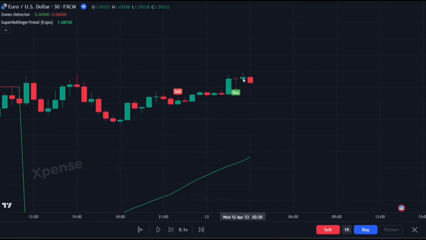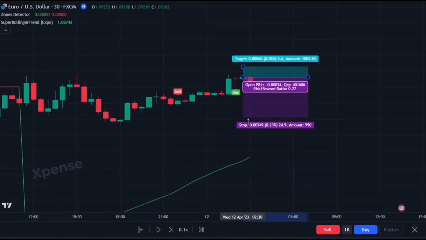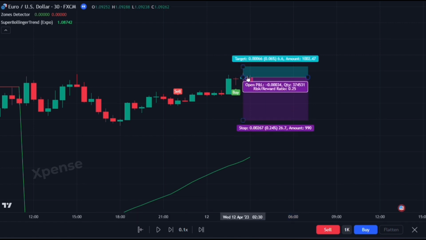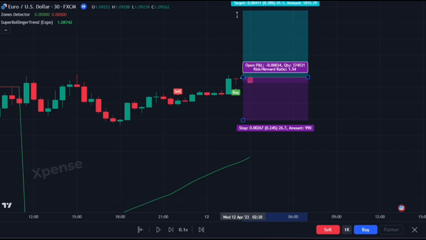Don't jump in on every label you see. Wait for the full setup to align with the trend. Ignoring stop losses: always set a stop loss to protect your capital. Overtrading: stick to one trade per trend to avoid being caught in false signals.